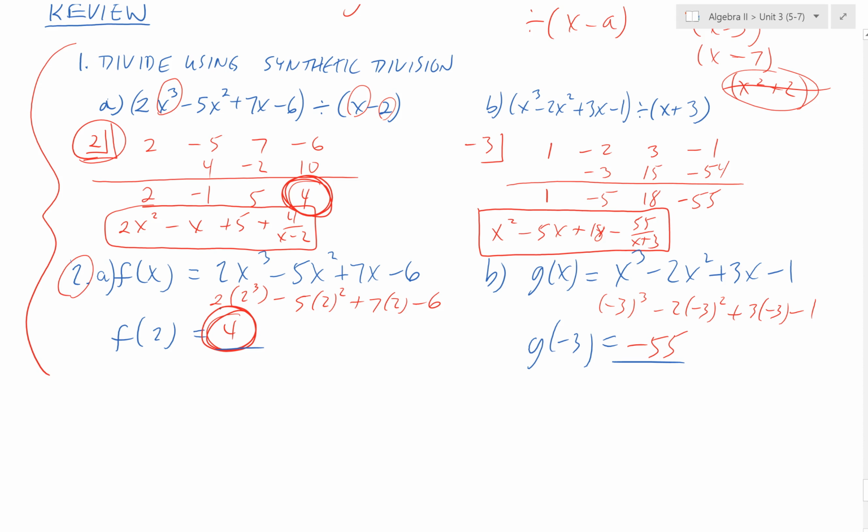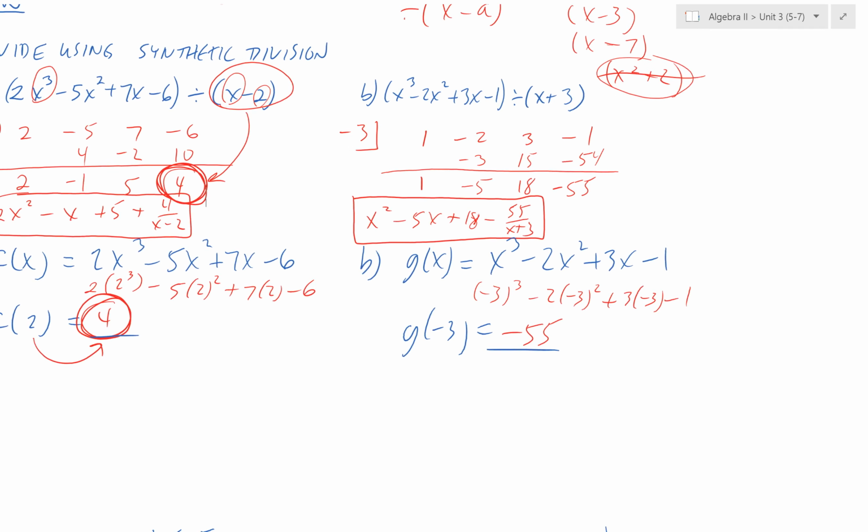So that means plugging in a number like a into a polynomial, you're going to get the same answer as the remainder when you divide by x minus a. Okay, so plugging in 2 is the same answer as I get when I divide by x minus 2. It's the same remainder that I get when I divide by x minus 2. Okay, we see the same thing in both of the b's.